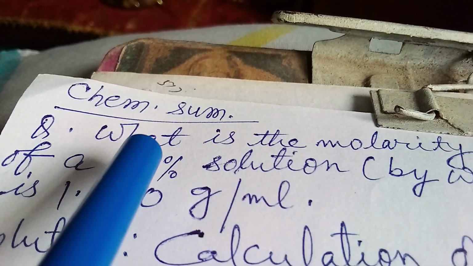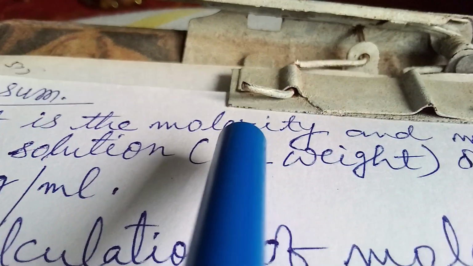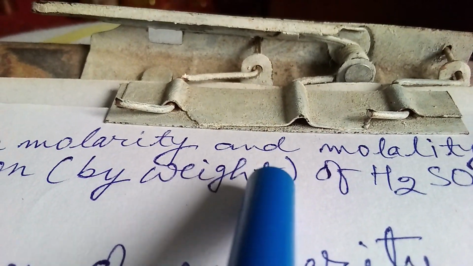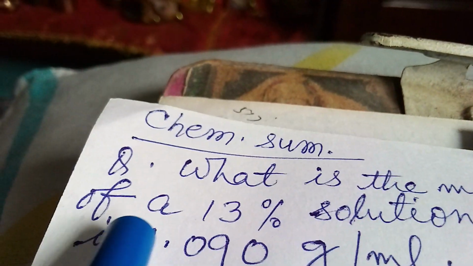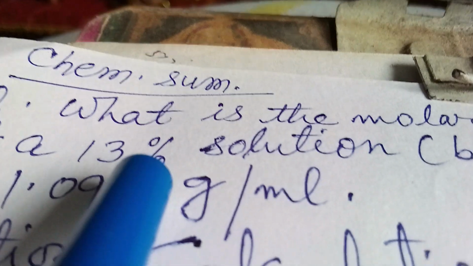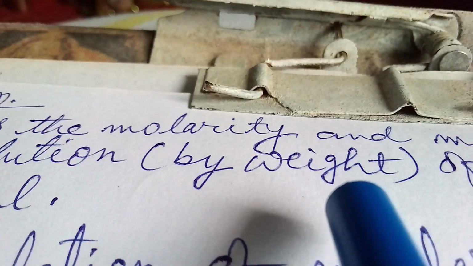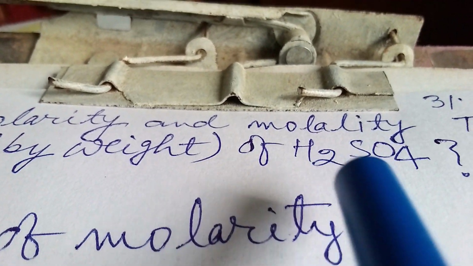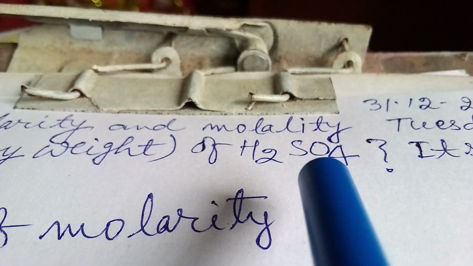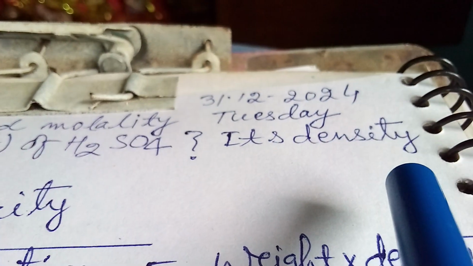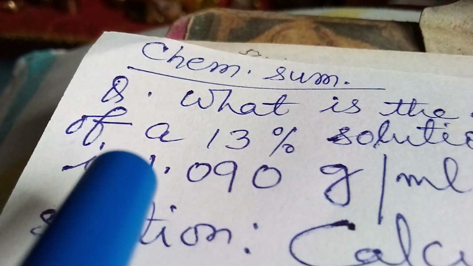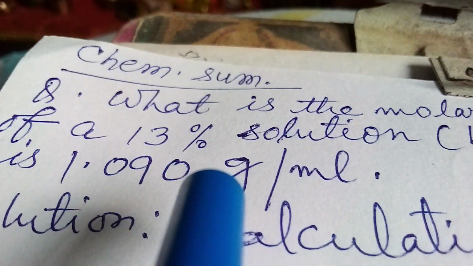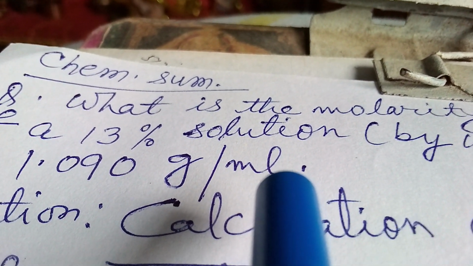It is a numerical. The question is, what is the molarity and molality of a 13% solution by weight of H2SO4, that is sulfuric acid. Its density is 1.090 gram per milliliter.